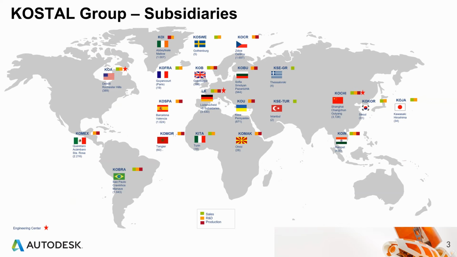KOSTAL Group has 21 subsidiaries and offices around the world. KOSTAL Asia is distributed across 4 countries: China, South Korea, Japan, and India. And the headquarters of KOSTAL Asia is in Shanghai, China.